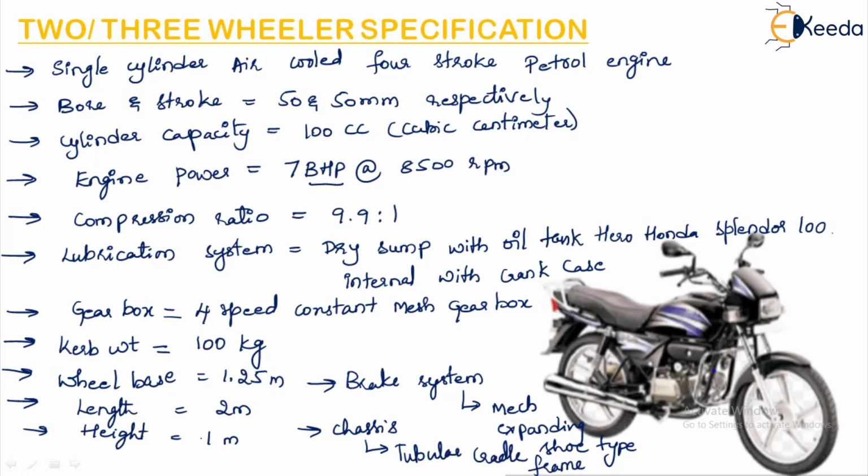Okay. Then the last factor which we are going to consider for specifying this Hero Honda Splendor is the battery. So the battery which we are using here is 12-volt with 2.5 ampere hour. So this is about the bike or motorcycle Hero Honda Splendor 100. The next two-wheeler which we are going to specify is the Enfield Bullet 500 motorcycle.